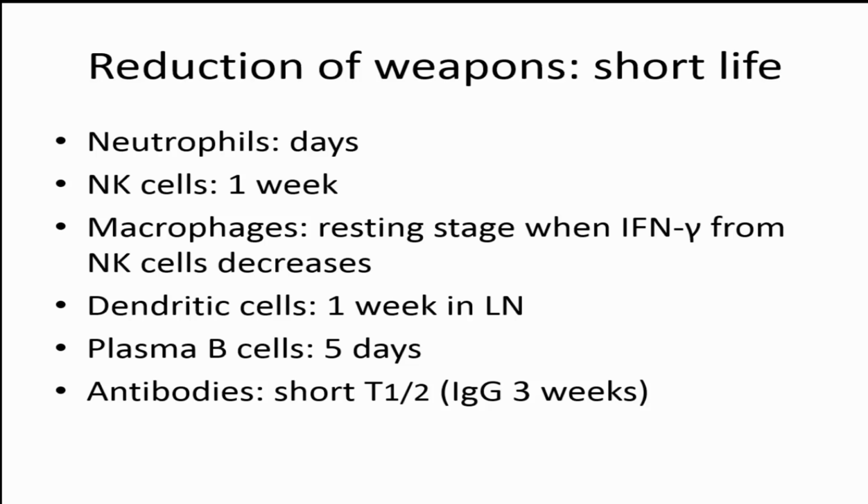The activation of the T cells is going to stop in the lymph node. Plasma B cells live for about 5 days, so those cells are going to produce antibodies for that half-life. So for only a short time, and then those antibodies are no longer required by the body to fight that infection, so it stops. And then the antibodies themselves have a short half-life. The maximum is for the IgG, which is about 3 to 4 weeks.